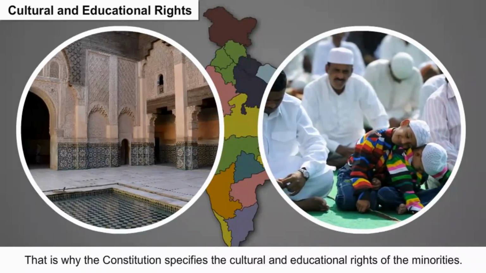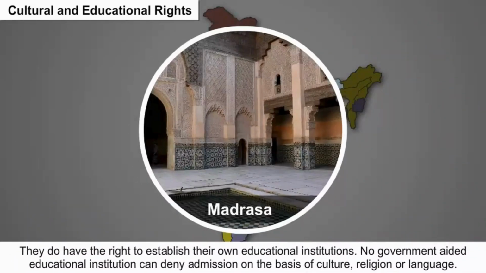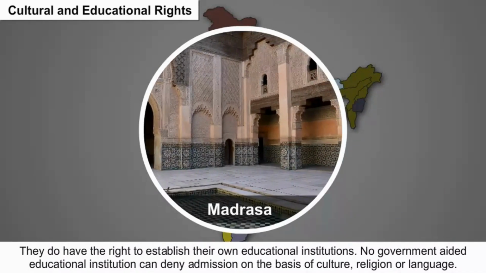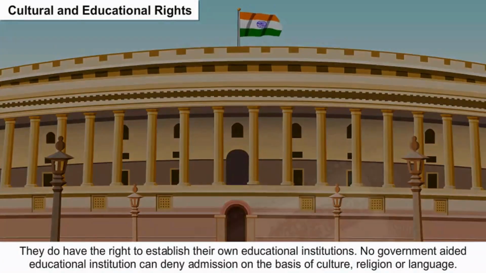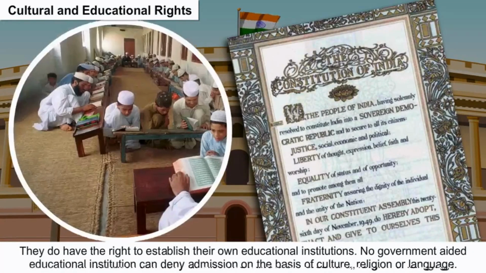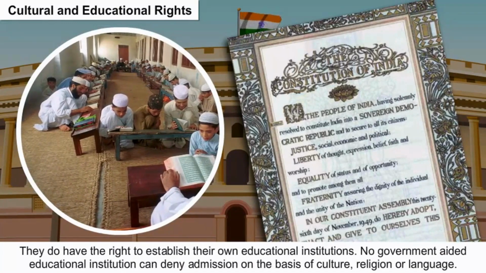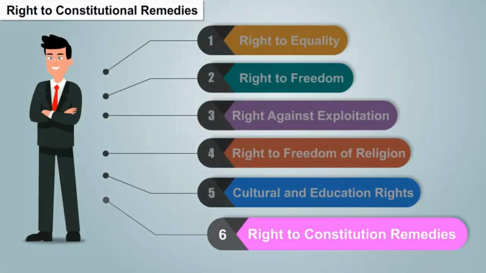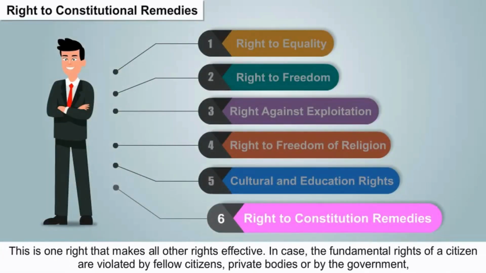They do have the right to establish their own educational institutions. No government-aided educational institution can deny admission on the basis of culture, religion, or language. Right to constitutional remedies. This is one right that makes all other rights effective.